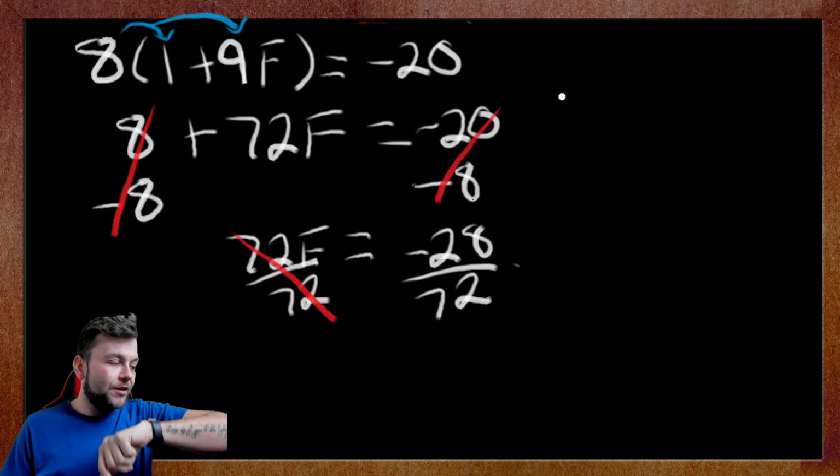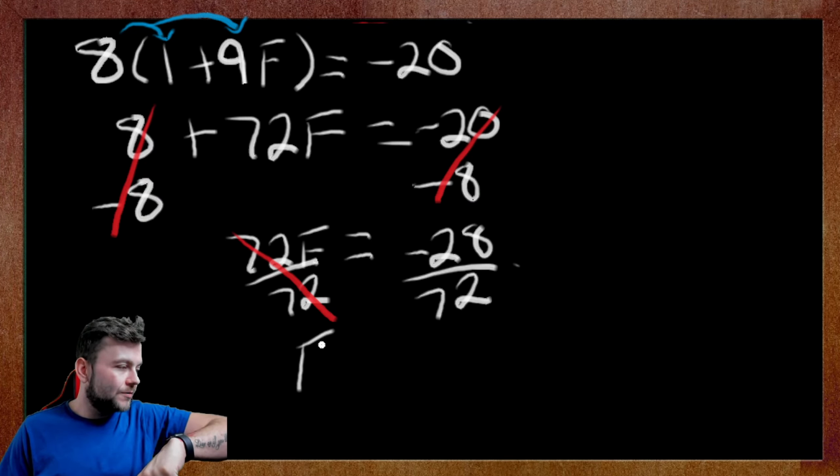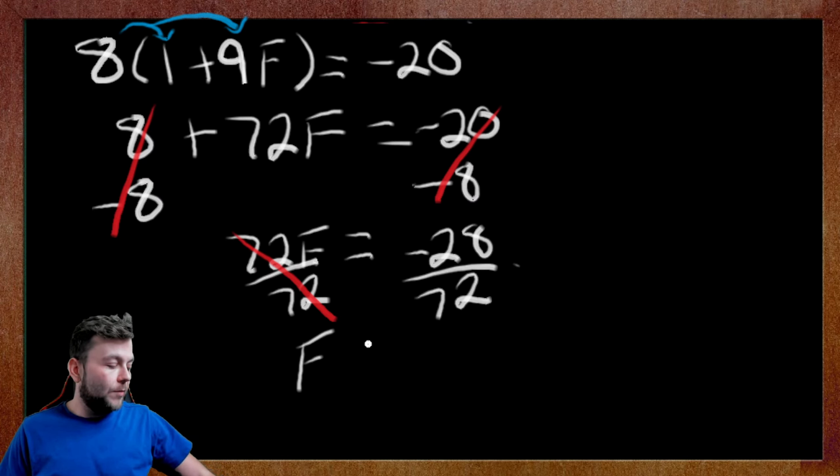Hey Siri, what is negative 28 divided by 72? The answer is about negative 0.38. Oh my goodness.